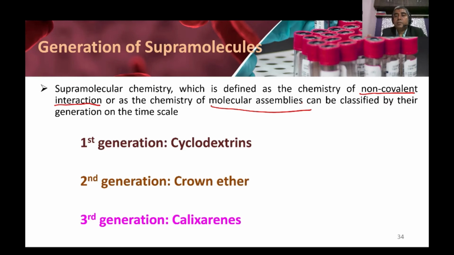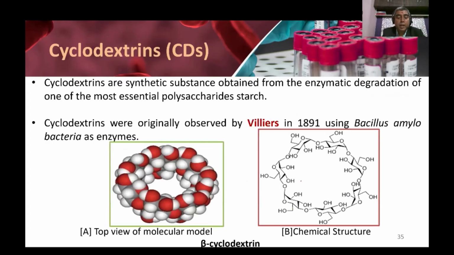So the generation on the time scale means by their time of invention. The first generation is cyclodextrin, abbreviated as CDs. The second one is crown ether, and the third one is calixarenes. Now, the first generation of supramolecule, that is cyclodextrin.